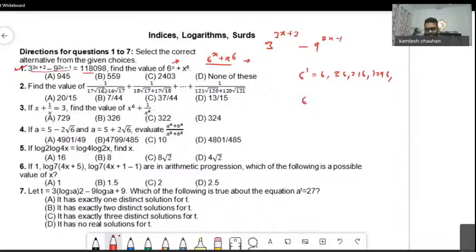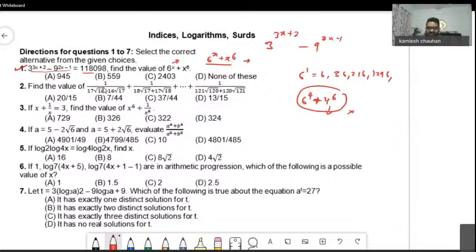So if x is 4, I'll get 6 power 4, which is 1296, and then if I add 4 power 6, which is equal to how much? So we are not getting an odd number, so this won't be the answer. Okay, so we need one odd number as well.